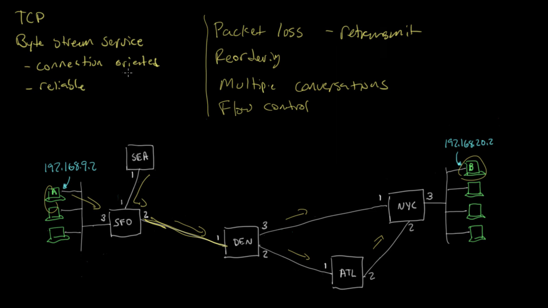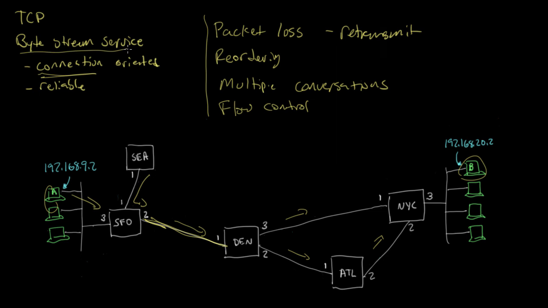By connection oriented, what I mean is that before sending any actual data, host A has to establish a TCP connection to host B. This is sort of like a phone call where, before anyone can talk, you've got to dial the number, wait for the other person to answer and say hello, and then you can start the conversation. So there's a connection setup process that takes place first.